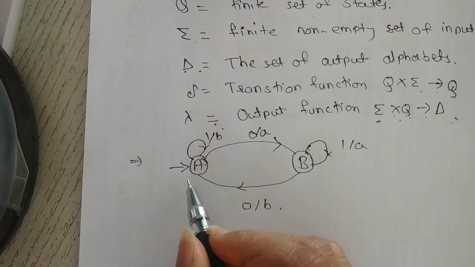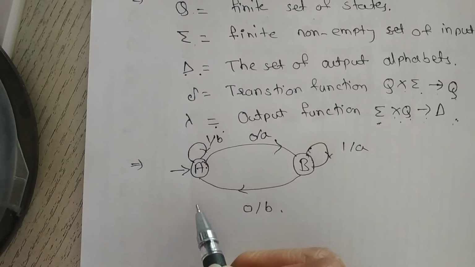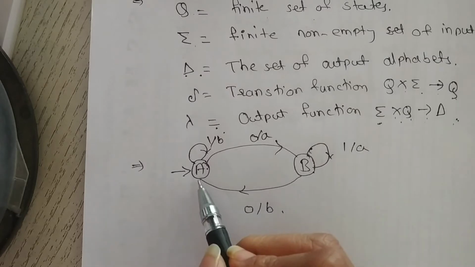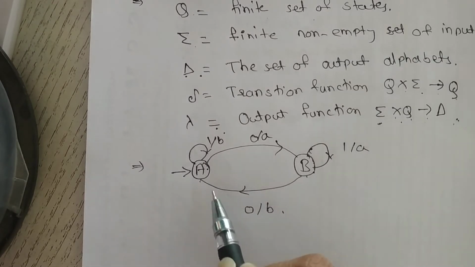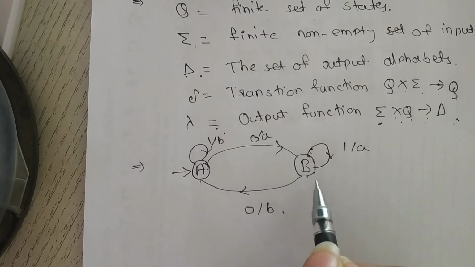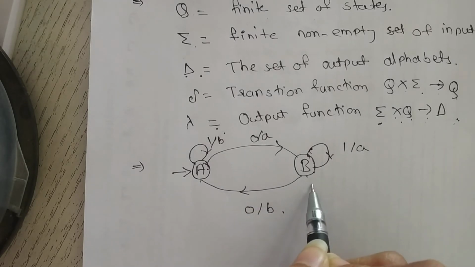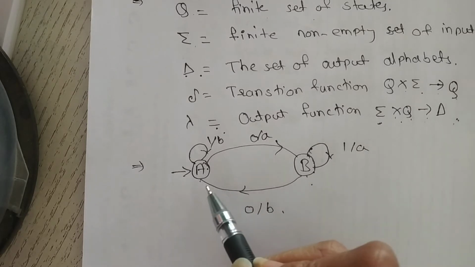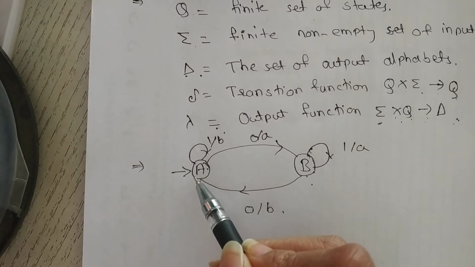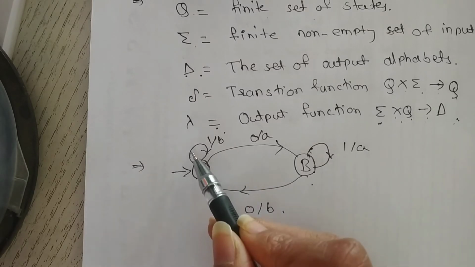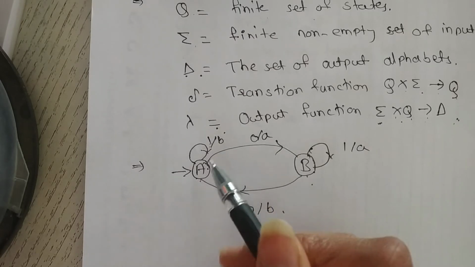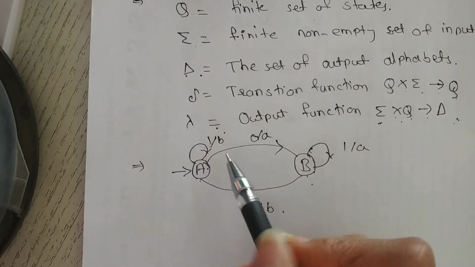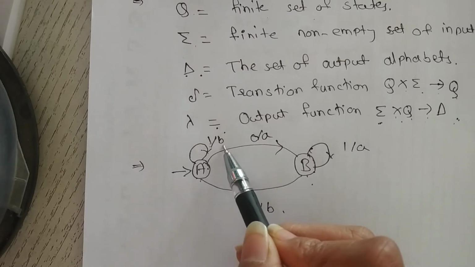Let's see, here we have a starting state A and we have another state B. This is state A and this is state B, right? On getting input 0, state A goes to B, and on getting input 1 it goes to A, its own state, and produces the output b. Okay, so look here, this one is A, this one is the input, and on getting it, it goes to its own state with b.